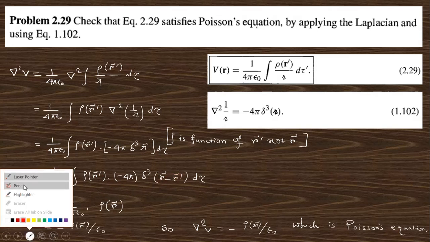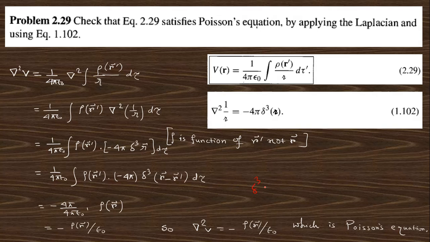From the Dirac delta function, you know that delta of r minus r prime is 1 when r equals r prime, so I put the value of r prime as r, this is 1, otherwise this will be 0. So 4π cancels out, and we get rho by epsilon naught, and grad squared V equals minus rho by epsilon naught, which is the Poisson equation. Okay, I think that's clear. This is a long calculation.